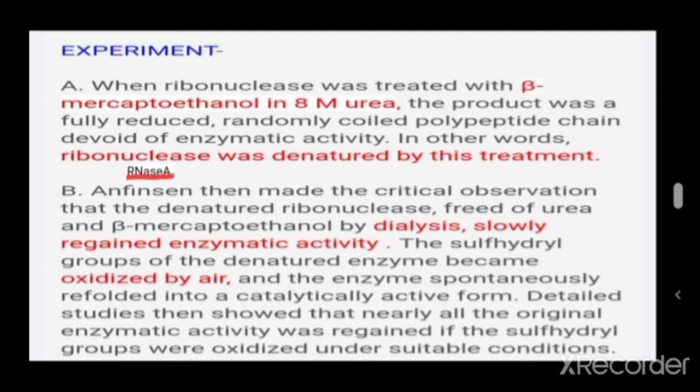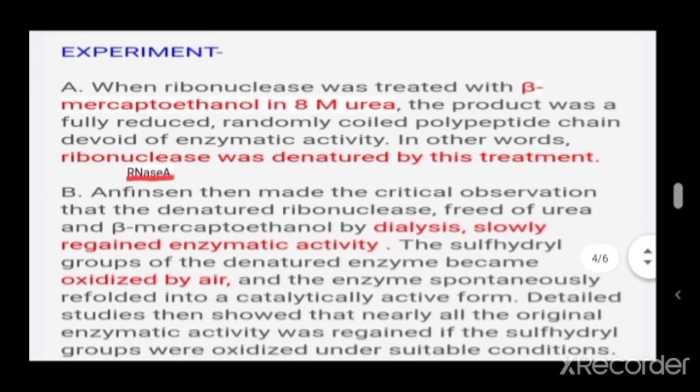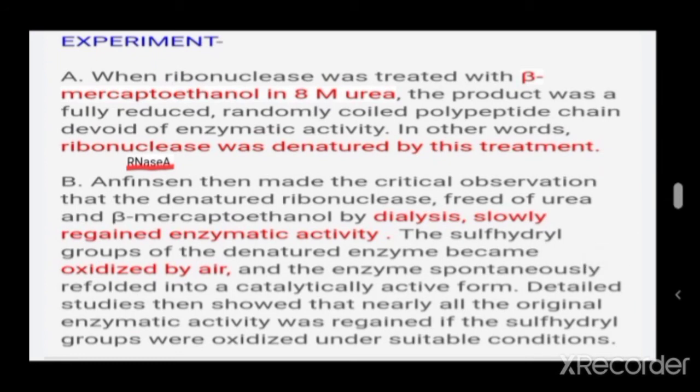When you first remove the mercaptoethanol, the sulfhydryl groups of the denatured enzyme become oxidized by air, and the enzyme spontaneously refolds into a catalytically active form. Detailed studies then showed that nearly all the original enzymatic activity was regained if the sulfhydryl groups were oxidized under suitable conditions.